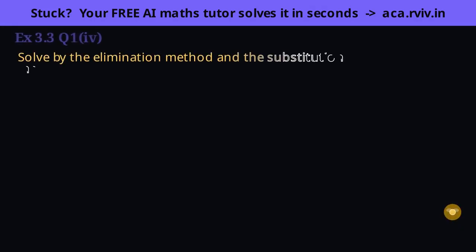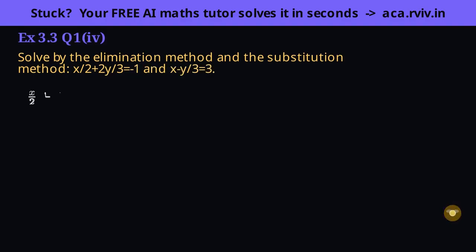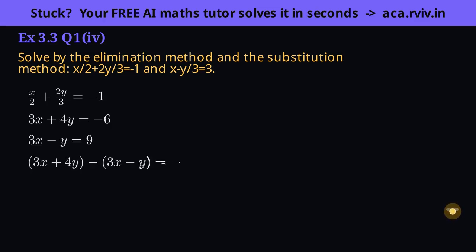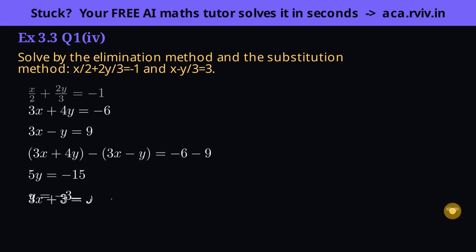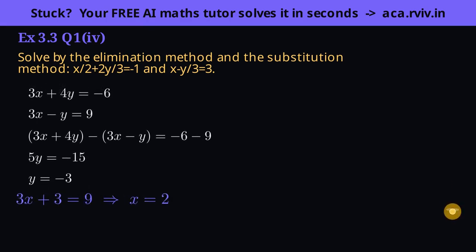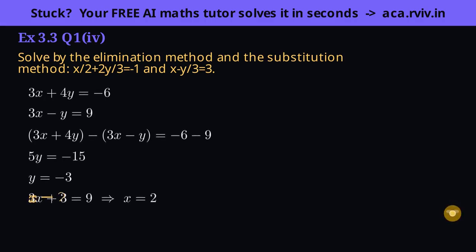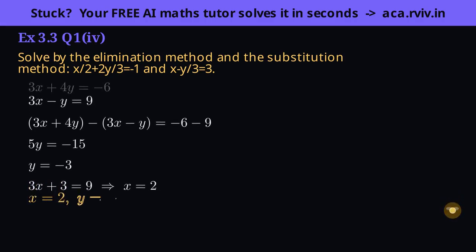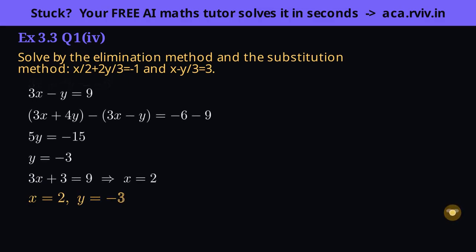Clear fractions, then eliminate at a glance. Set up: clear the fractions in both equations before eliminating. Multiply the first equation by 6, the LCM of 2 and 3. Multiply the second equation by 3. Both now start with 3x, so subtracting removes x. Simplify. Solve for y. Back substitute into 3x minus y equals 9. Insight: clearing fractions turns a messy pair into clean integer equations you can eliminate instantly.